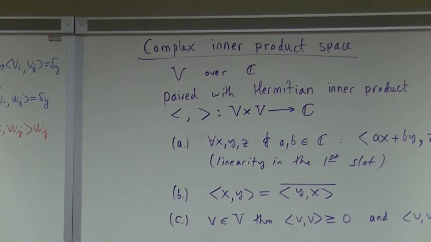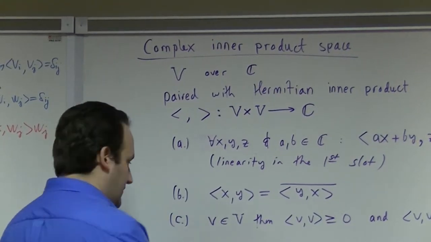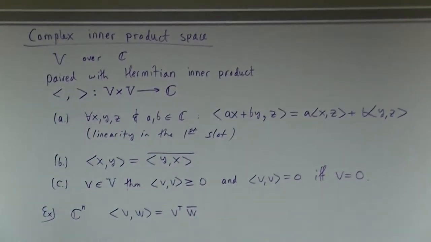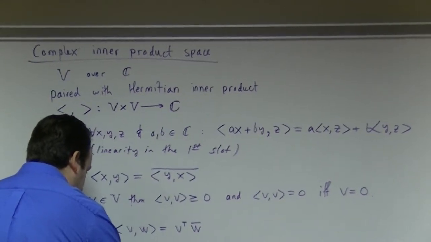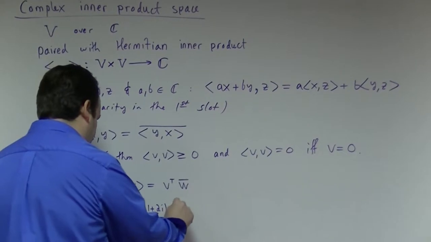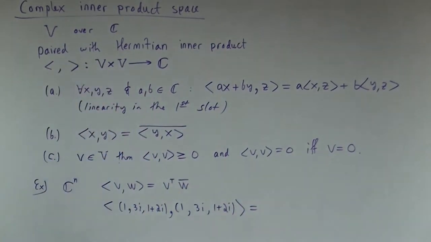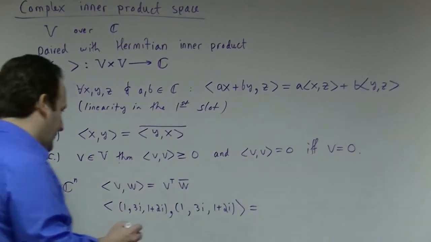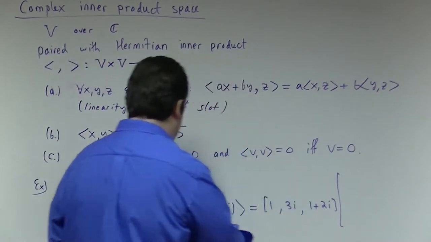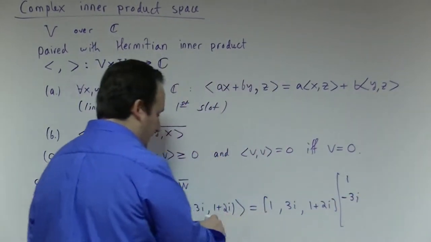What's the bar above the yx? Conjugation. For example, in Cn, complex n-vectors, you could define the inner product of v and w as v transpose times the conjugate of w. For a more specific example, take the vector 1, 3i, 1 plus 2i, and take the inner product of that with itself. How would that work? This would be 1, 3i, 1 plus 2i, multiplied by the conjugate of this vector, which would be 1, minus 3i, and 1 minus 2i.